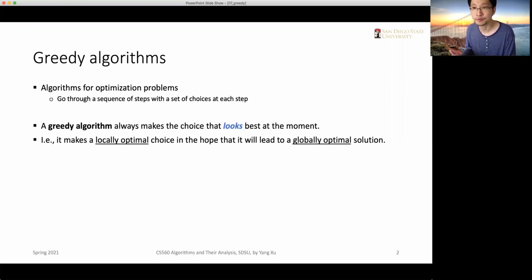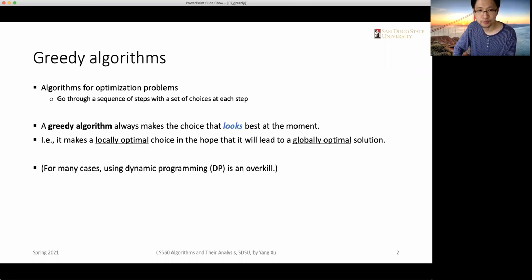Of course, this is risky because sometimes the locally best choice is not necessarily the globally optimal one. So it depends. Whether the greedy algorithm can apply to certain problems depends on the nature of the problem. In some cases, the greedy algorithm is not sufficient to solve the problem, but sometimes it's just okay.